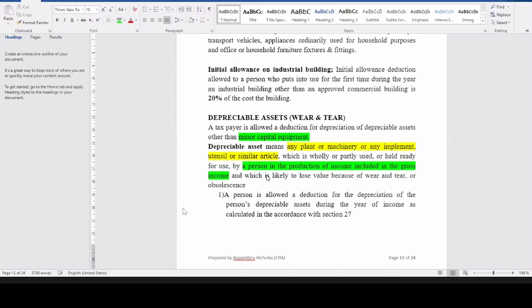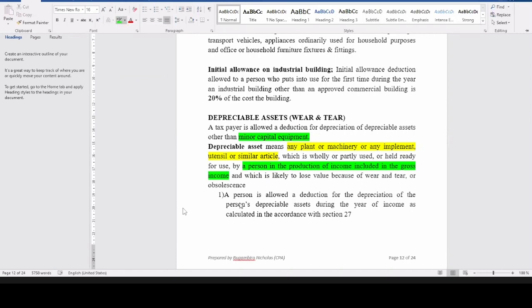Those are keywords, guys. Doesn't include minor capital equipment. It must be plant or machinery or any implement. It can be any utensil or any similar article. Partially, wholly for use, used, or held ready for use in producing income that is included in your gross income. So they give you that deduction, which caters for that wear and tear of using the asset. That depreciation. All right.